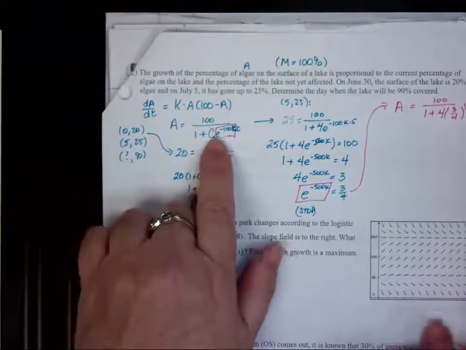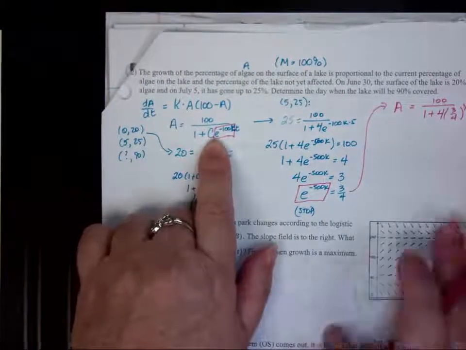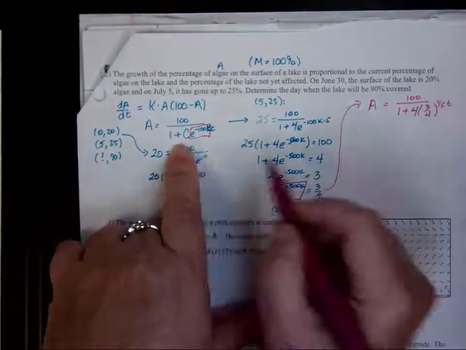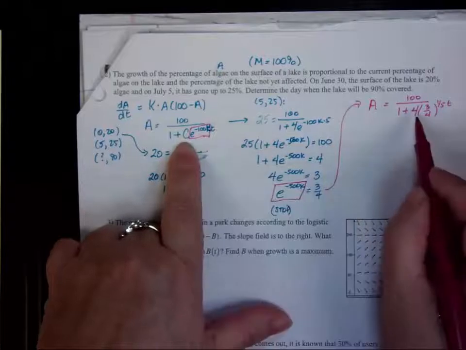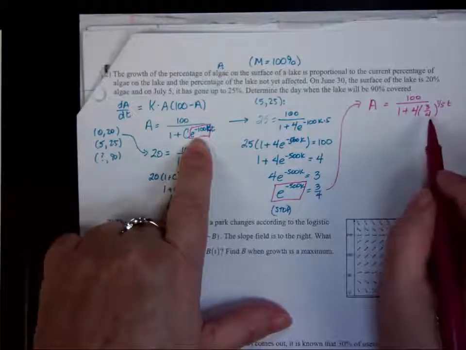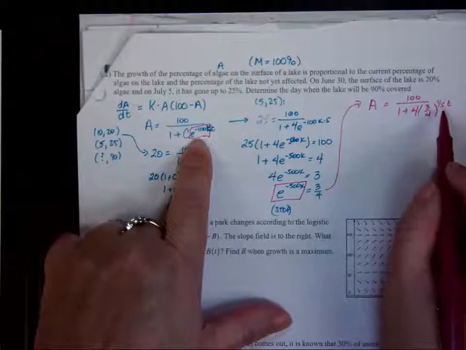So I'm going to scoot this over for a minute. Notice here, this is what I'm transposing. This equation is turning into this equation right here. I replaced the C with 4, and the e to the negative 100k was the 3/4 to the 1/5 power.